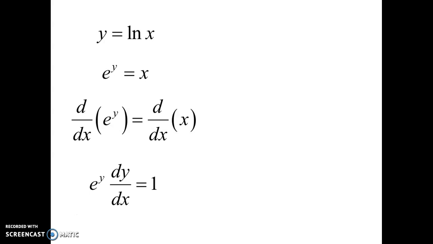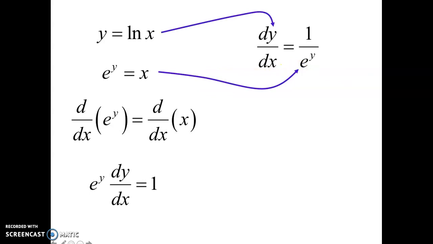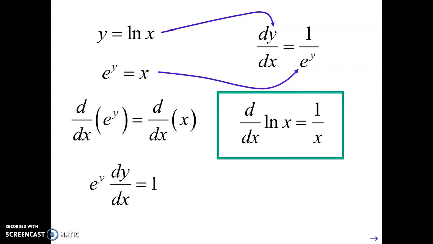Now solving for dy dx, solving for the derivative, we get the derivative of y with respect to x is equal to 1 over e to the y. But we know right here from our substitution here, we know that e to the y is actually equivalent to x. So we know that the derivative of this function, which is the natural log of x, is now equal to 1 over x. This is the rule for the derivative of the natural log of x.